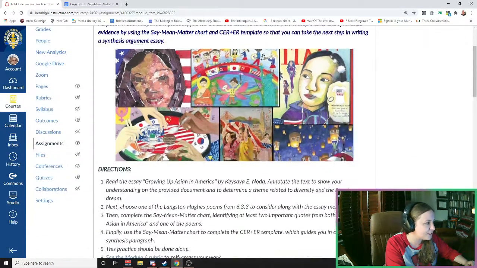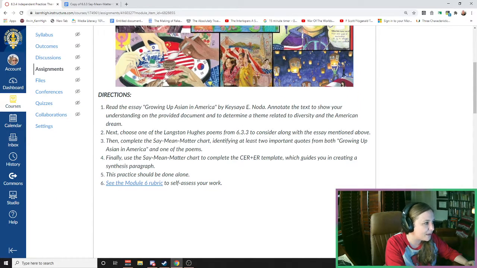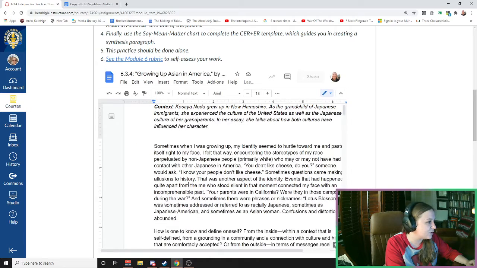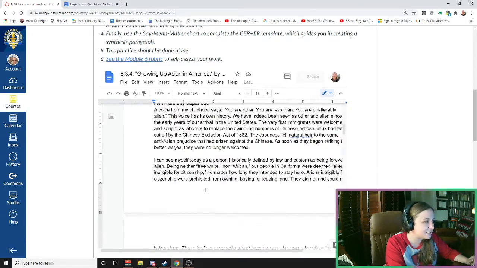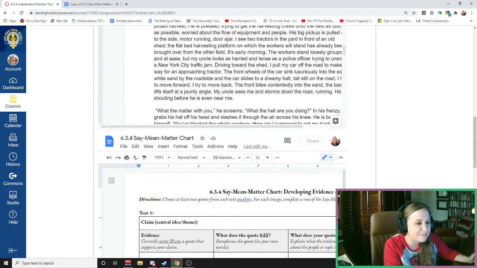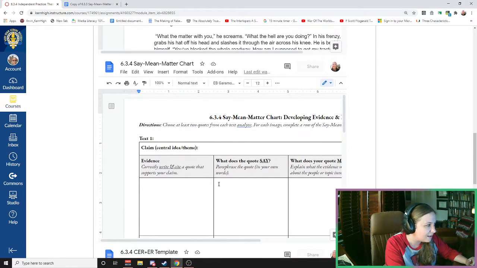Okay, I have a short excerpt here titled Growing Up in America by Kisaya Noda. And you're going to read his experience as Japanese in America. And you're going to read this short story. You're going to read this little bit of nonfiction. And you're going to do the same thing. You're going to fill out a say, mean, matter chart.